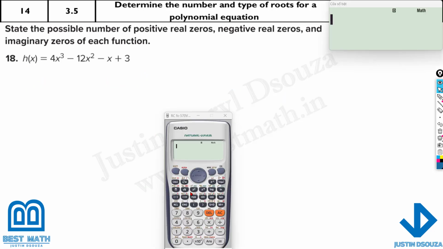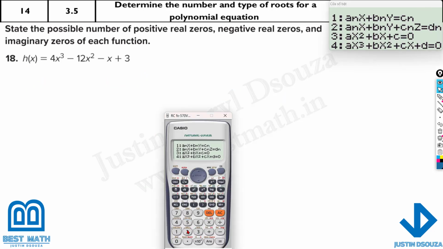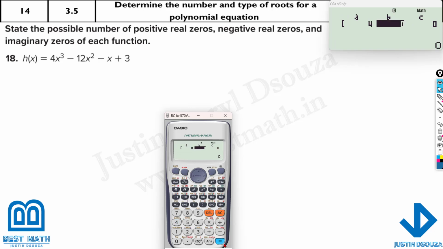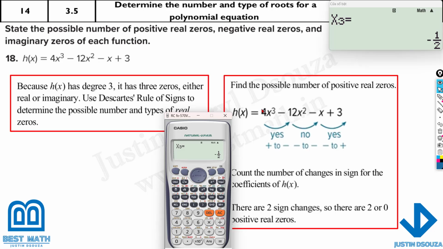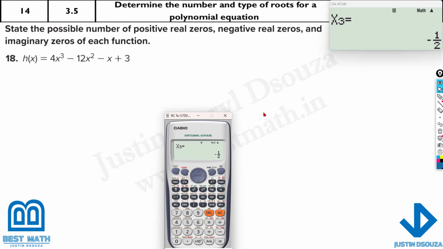So here then we will try this. Mode 5 and 4. There is 4 minus 12 minus 1. And then we have 3. So what are the solutions? It's 3, half, and minus half. So we know there are 2 positive real zeros, 1 negative real zero. But we need to have the inclusion of imaginary numbers as well, isn't it?